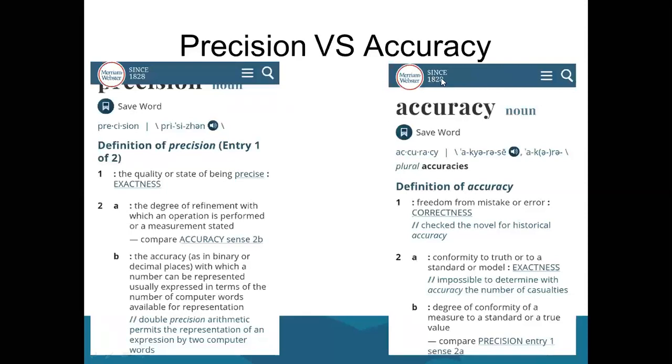Okay, precision versus accuracy. These definitions are taken from the Merriam-Webster dictionary.